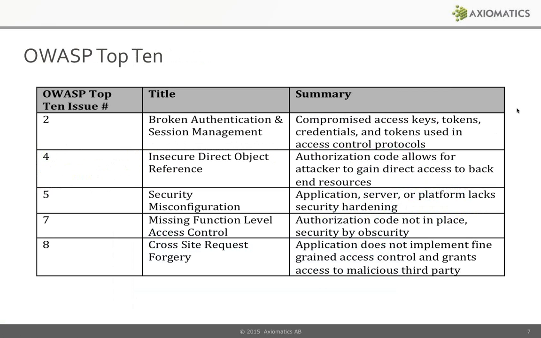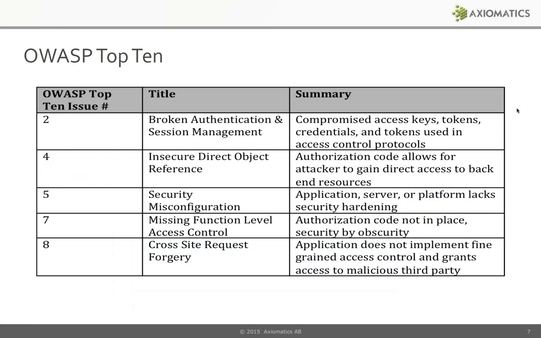But then if you step back from it, I would say there's 5 of the top 10, which, I don't have a PhD in math, that sounds like 50% to me. 5 of the top 10 are directly related to identity, access control, and authorization. Broken authentication and session management happens when access keys are compromised and used to subvert the access control protocol. Insecure direct object reference, we'll look at a couple of examples of this today, where the attacker can gain direct access to back-end resources and plow through your database, your web services, your message queues.